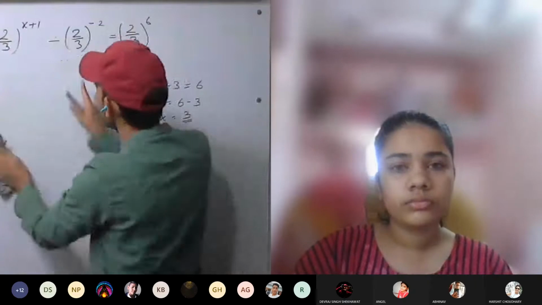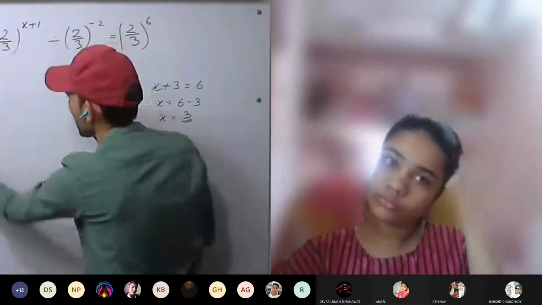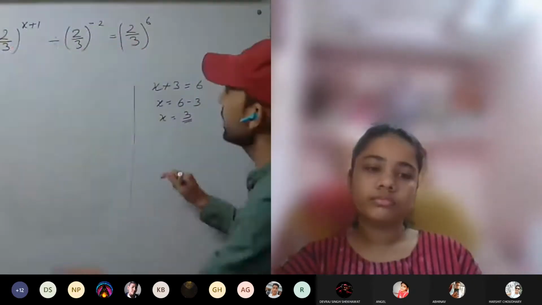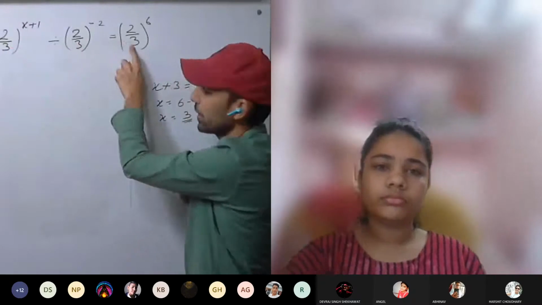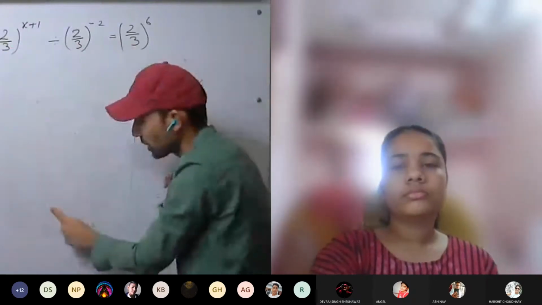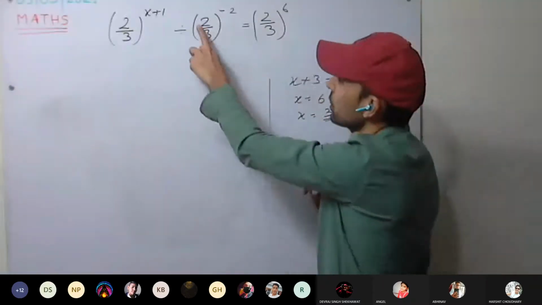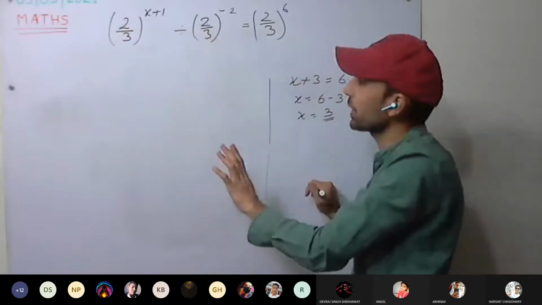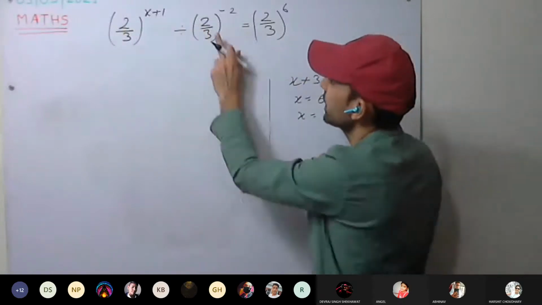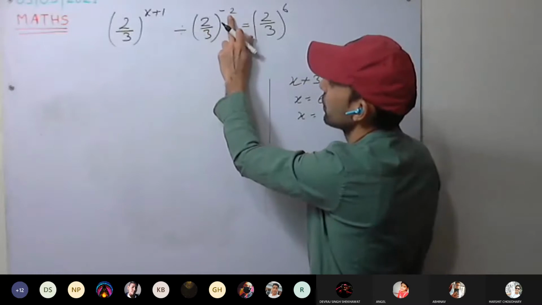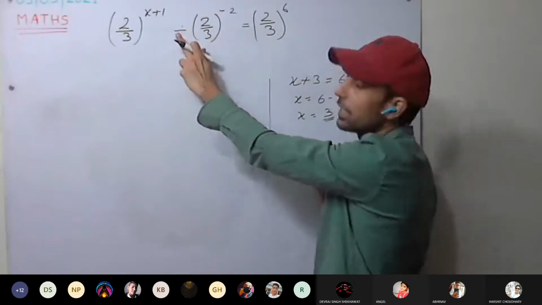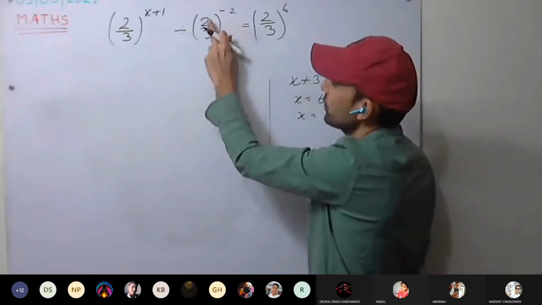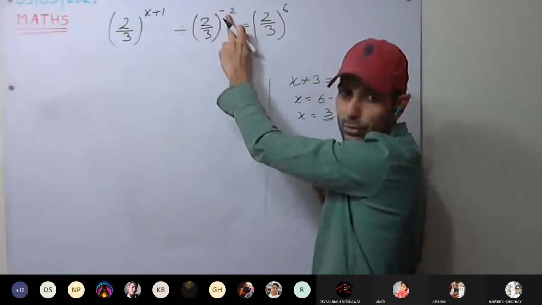See the question once, see this term. You can see 2 by 3, 2 by 3, 2 by 3. The bases are the same. So while solving here, we haven't touched or changed this fraction. We have kept it as 2 by 3. But now you can see here, it is minus 2, and it is divide and minus 2. So once we take the reciprocal, it will become plus 2.